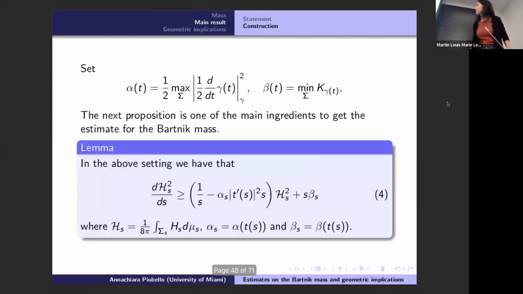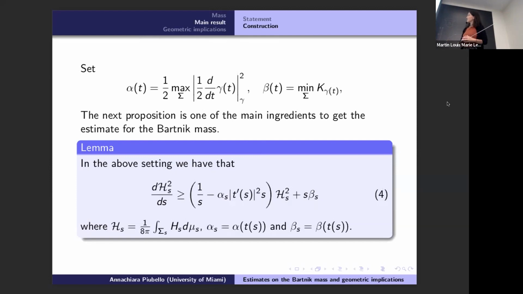Okay, now the main ingredient to get to our estimate is the following lemma. Okay, of course. That's a good question, actually. That is to have control of the mean curvature. So if we assume that the trace of gamma prime disappears, then the mean curvature will be 2 over s. So it will be the same as in the Euclidean case.